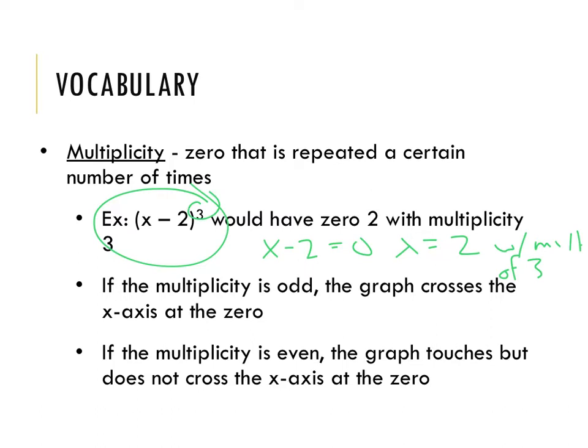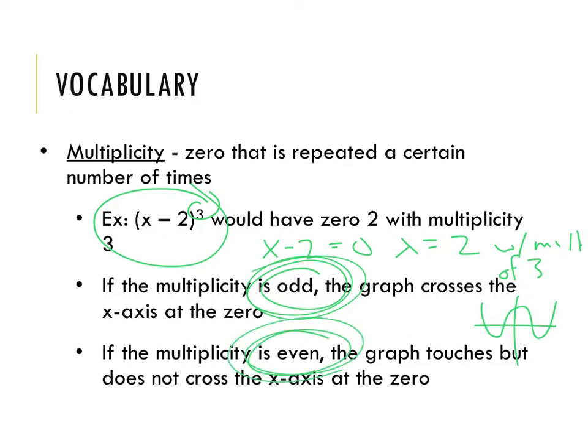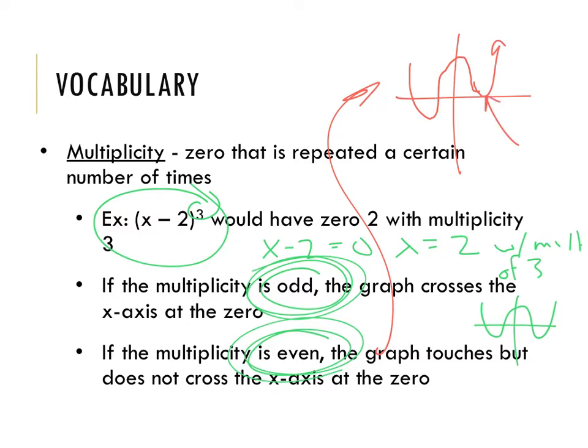That's all multiplicity is. However, you should also know that if the multiplicity is odd, then the graph is going to actually cross the x-axis. So it would look something like that, right? If the multiplicity is even, then please note that the graph will touch but not actually cross the x-axis. So here's an example of that. Say it crosses here or whatever, but maybe it'd be something like that. See how it's just barely touching? This would be an example of an even multiplicity.